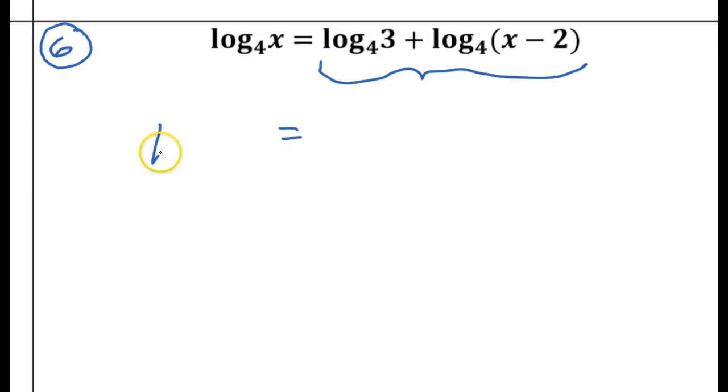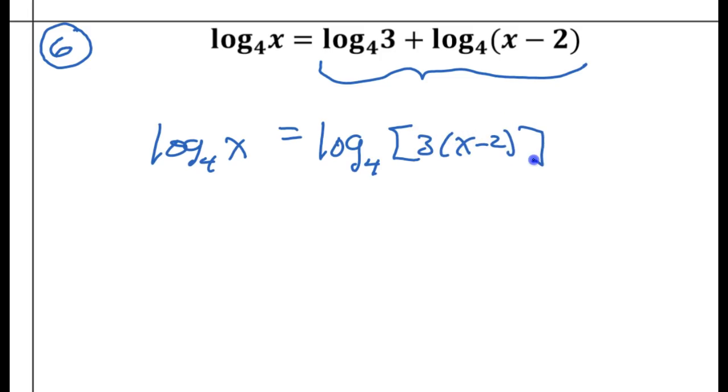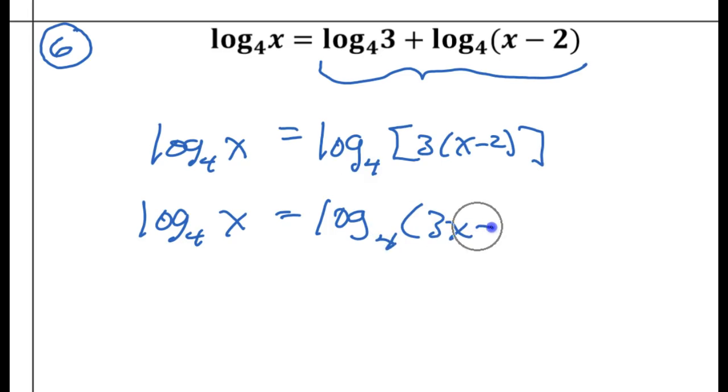So this would be, well, on the left side, it'll still be log base 4 of x. But on the right-hand side, we'll have log base 4 of, and we have to do 3 times x minus 2. What do you think I'm going to do with this 3 times x minus 2 business? Distribute. Okay, Ben Rockaway, good job. So that's going to be 3x minus 6.